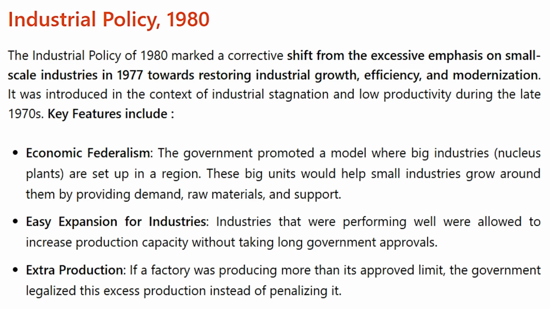Industrial policy, 1980. The industrial policy of 1980 marked a corrective shift from the excessive emphasis on small-scale industries in 1977 towards restoring industrial growth, efficiency, and modernization. It was introduced in the context of industrial stagnation and low productivity during the late 1970s. Key features include economic federalism.